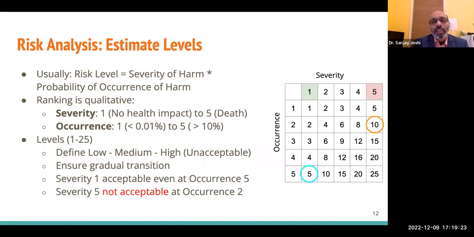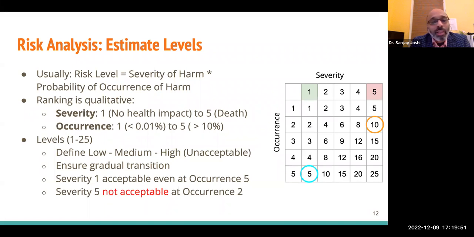So the next part of risk analysis, now that you know what harm can happen, is to estimate the risk level from that harm. And as I said, the standard does not actually prescribe that you do it in a certain way. But this is how I have seen it most of the time. It's occurrence times severity. And usually we assign numbers. So here I show a 5 by 5 matrix. It does not have to be a square. It can be a rectangle.